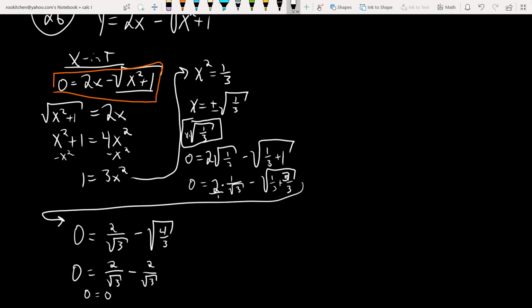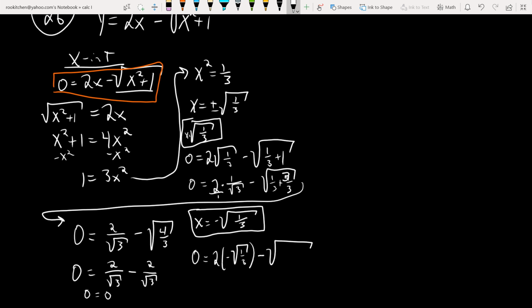We also need to then check the negative square root of 1/3. So again, I put it into the red boxed equation, and I get 0 is 2 times negative square root of 1/3, and then minus the square root of, well, negative square root 1/3 squared is going to be positive 1/3. When you square a negative, it's positive. When you square a square root, the square root goes away, so you have 1/3 and then plus 1.